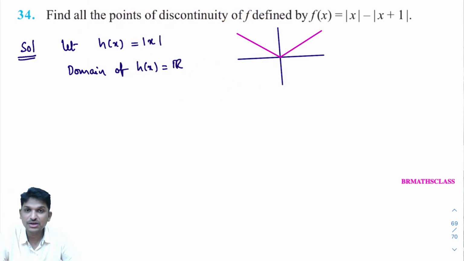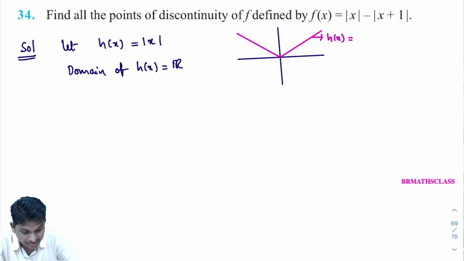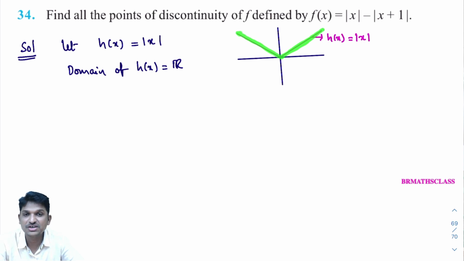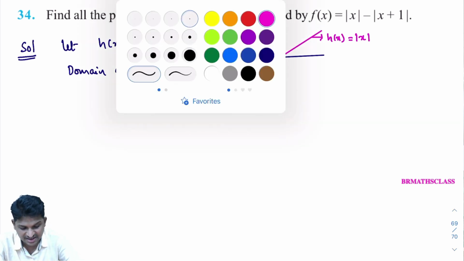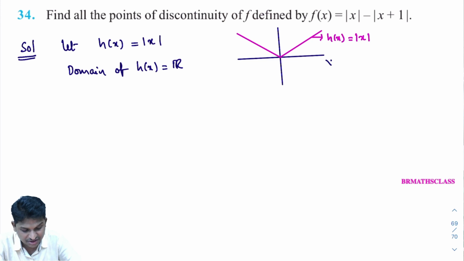You observe the graph of the modulus function. I'll name this function here, h of x equal to mod x. You observe this graph. Is there any gap in this graph? There is no gap in its graph. So the modulus function is a continuous function. We can easily say this modulus function is a continuous function.